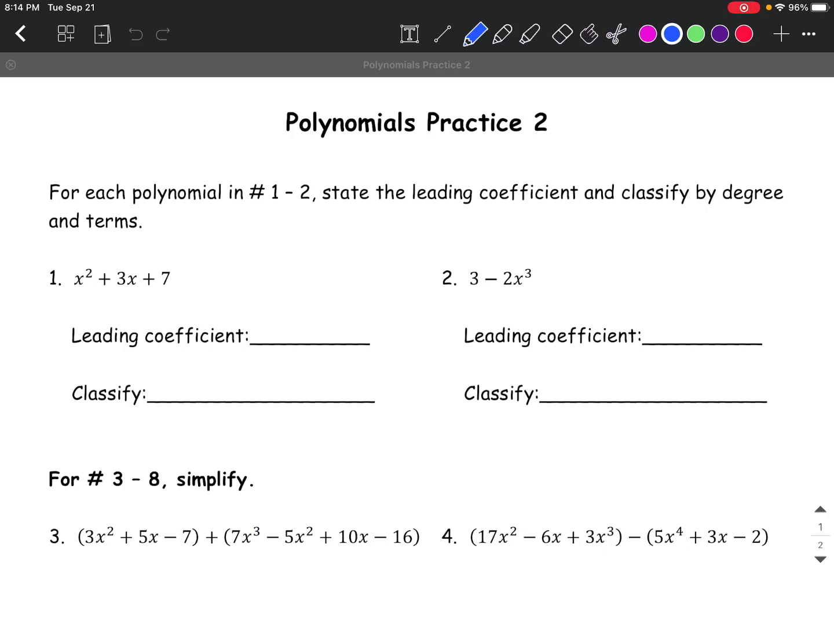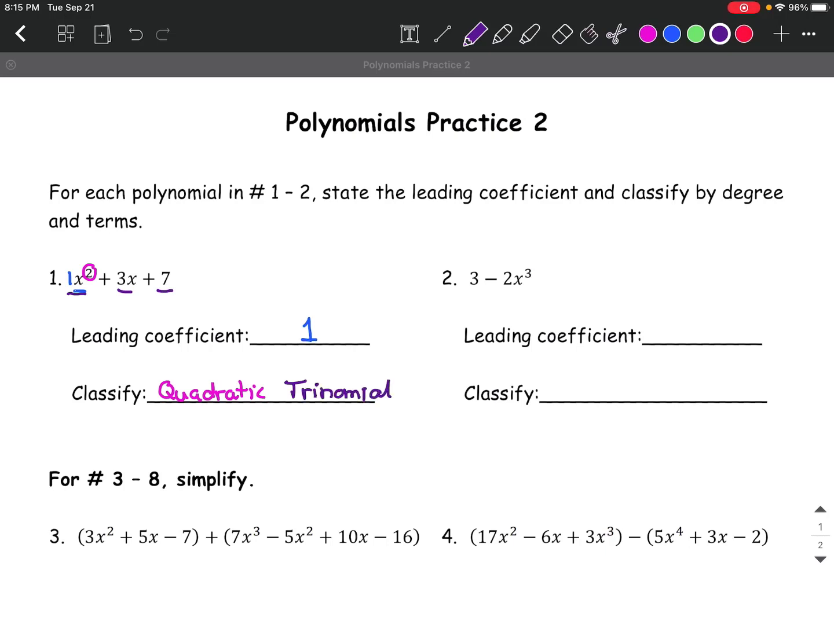Number 1, the leading coefficient is the number in front of the highest power of x, which in this case is the x squared. Since I see no number there, it's the invisible 1. Now when we classify it by the highest power, which in this case is a 2, it's x squared, which makes it quadratic. And this has 1, 2, 3 terms, so it's a trinomial.